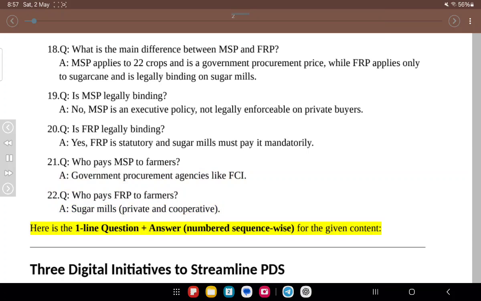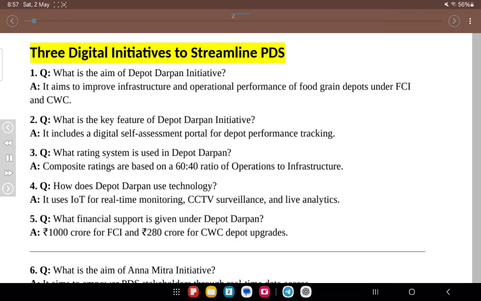Here is the one-line question plus answer, numbered sequence-wise, for the given content. 3 digital initiatives to streamline PDS. 1. Q. What is the aim of Depot Darpan initiative? A. It aims to improve infrastructure and operational performance of food grain depots under FCI and CWC. 2. Q. What is the key feature of Depot Darpan initiative? A. It includes a digital self-assessment portal for depot performance tracking.